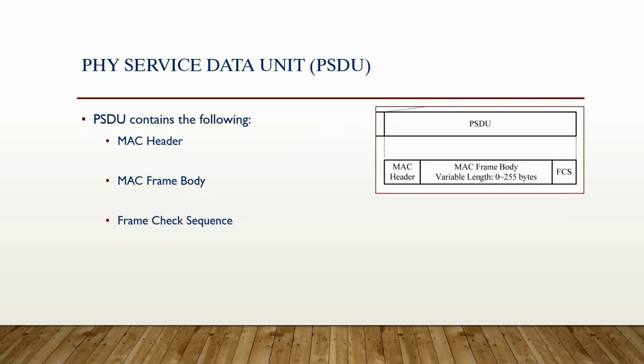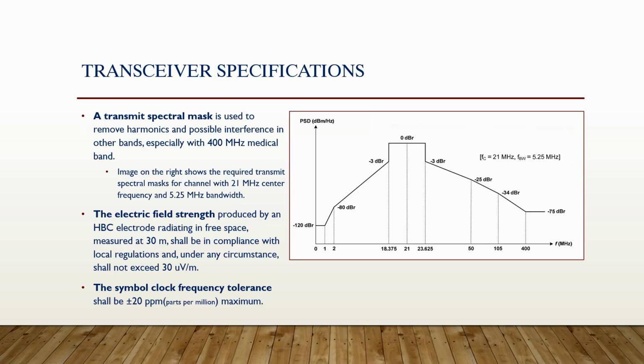The PSDU contains the following: MAC header, MAC frame body, and frame check sequence. Transceiver specifications. A transmit spectral mask is used to remove harmonics and possible interference in other bands, especially the 400 MHz medical band. The image on the right shows the required transmit spectral mask for a channel with 21 MHz center frequency and 5.25 MHz bandwidth.